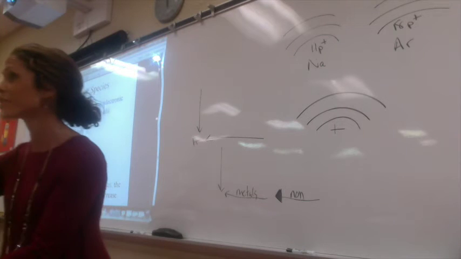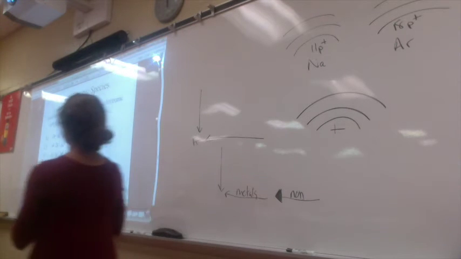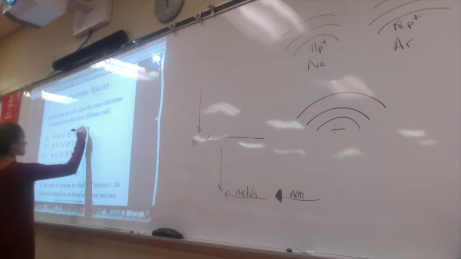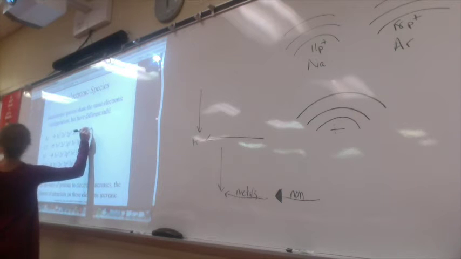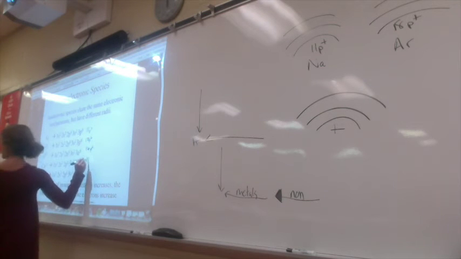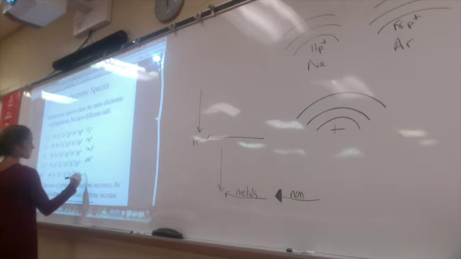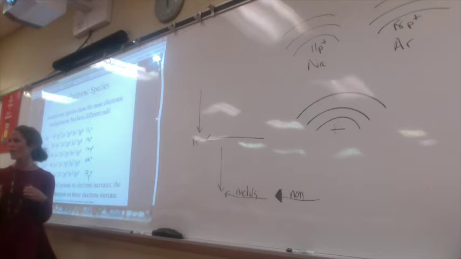So the easiest way to do this, instead of analyzing trends, is just say to yourself, argon is 18 protons, because I'm looking at the periodic table. Chlorine has 17 protons. Sulfur has 16 protons. Calcium has 20 protons. And then potassium has 19 protons. How many electrons do they all have?